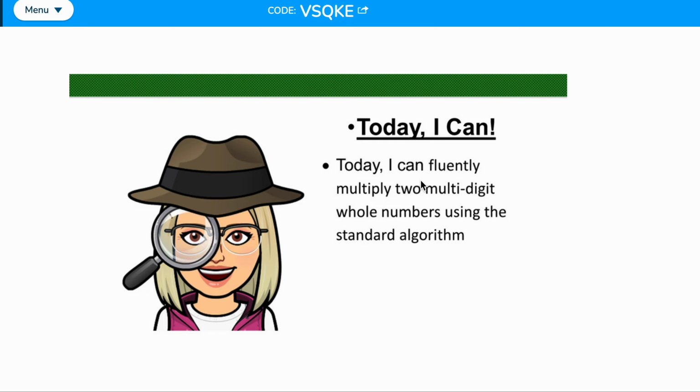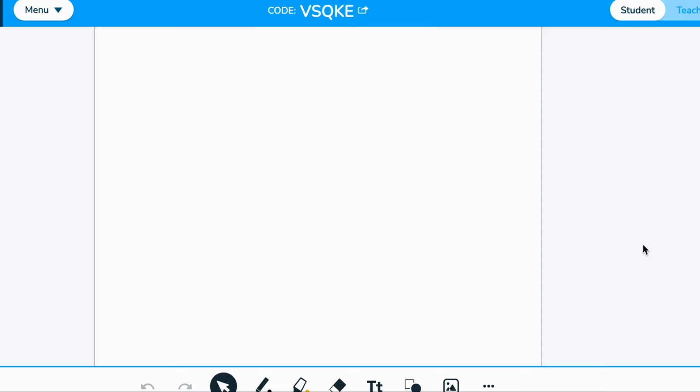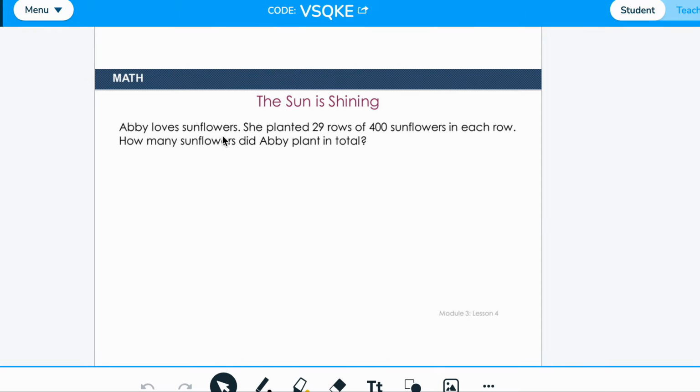Remember, we're using the specific tool that Mrs. MG has said that we are working on. So that means all your problems today, I'm expecting you to solve them how? With the standard algorithm. Okay, so you might be thinking, wait a minute, what is the standard algorithm? So let's talk about that. So this says Abby loves sunflowers. She planted 29 rows of 400 sunflowers in each row.